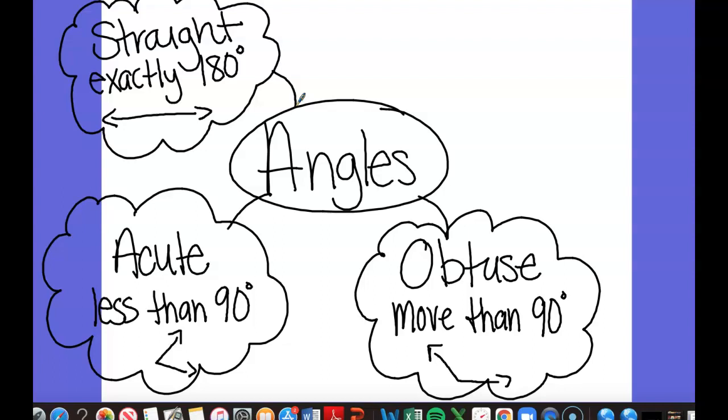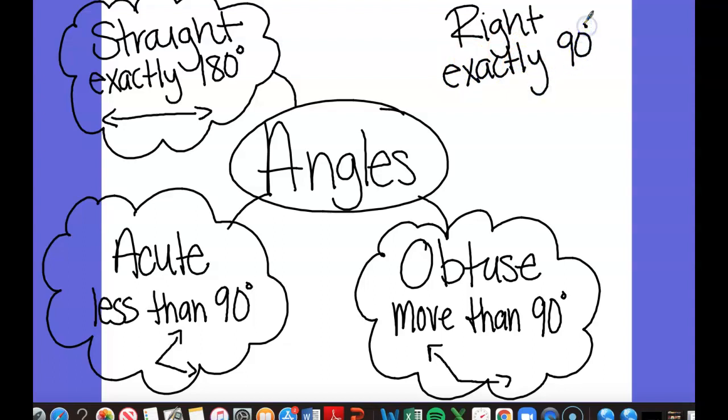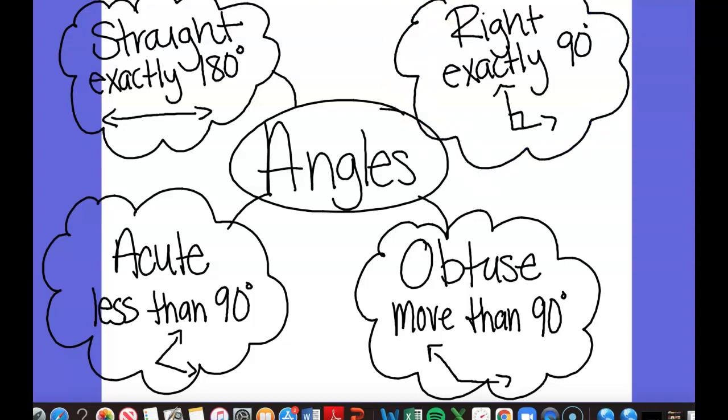And then our last one is going to be a right angle. And a right angle measures exactly 90 degrees. And that's what they look like. And they always have a little box like that to indicate that that is a right angle or it measures exactly 90 degrees. Okay, so those are all the types of angle classifications that we're going to be talking about.